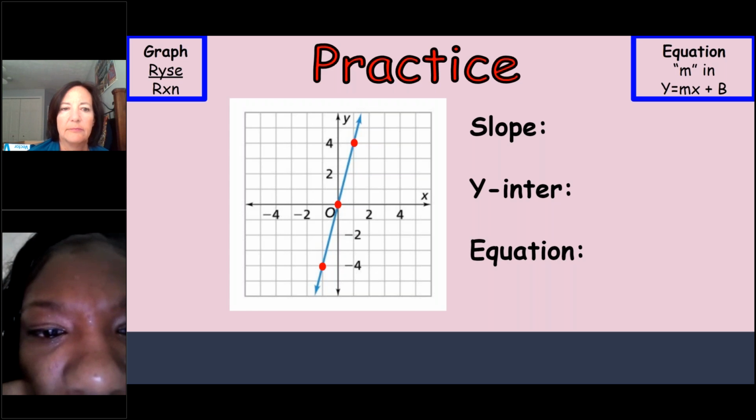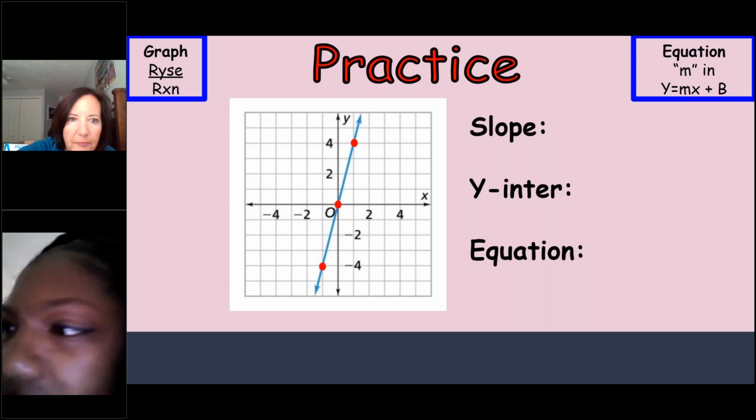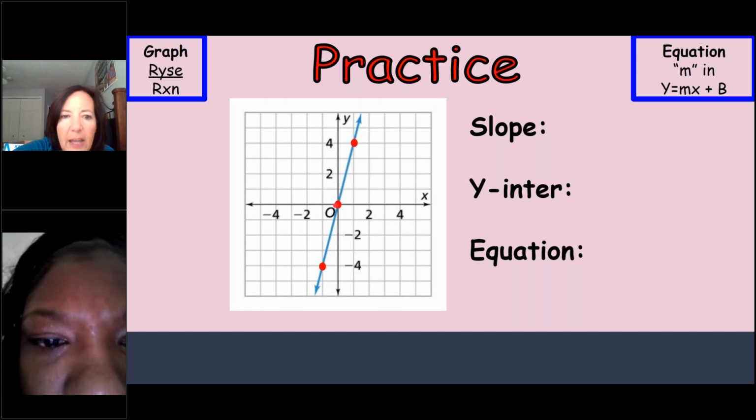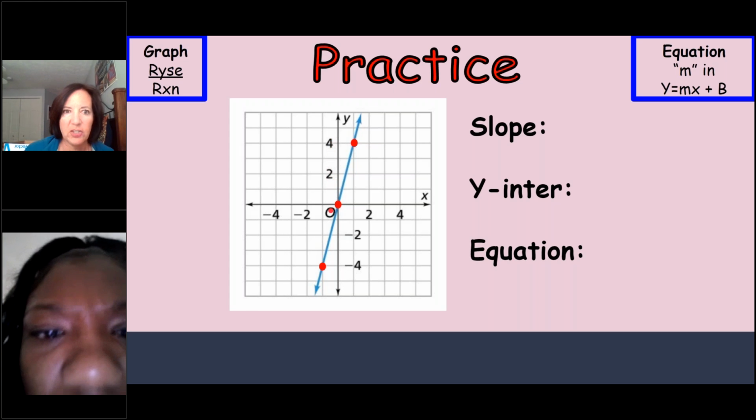Rise is 1. The run is 1. Nice. And the rise is 5. Count that one again. You're counting intersections. I always say like bunny hops. So this counts as 1, 2, 3. We're actually counting boxes, not the little intersections.